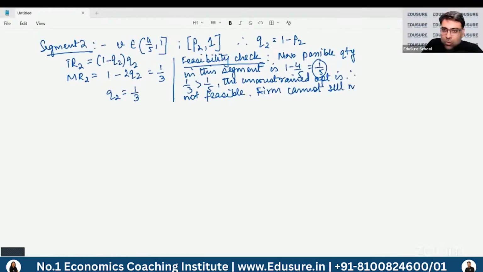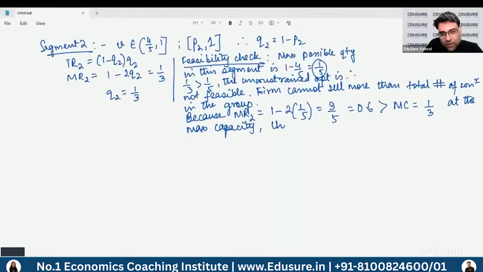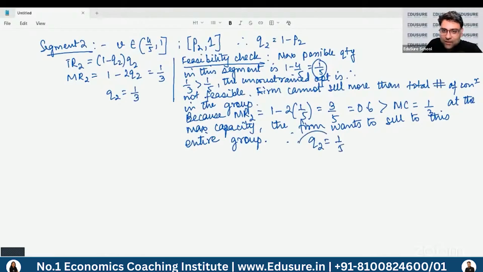The firm cannot sell more than the total number of consumers in the group because MR2 is equal to 1 minus 2 into 1/5, which is equal to 3/5, which is 0.6. Marginal revenue is basically 1 minus 2Q2, right? The marginal revenue is 0.6, which is greater than the marginal cost of 1/3. At the maximum capacity, the firm wants to sell to this entire group. Therefore, the quantity that the firm will sell is 1/5, and the price that it is going to charge is 4/5.